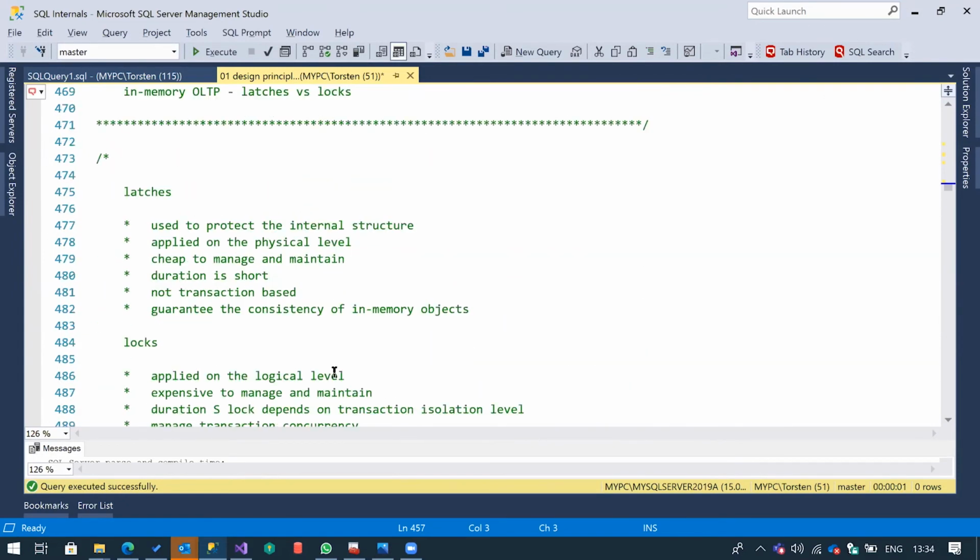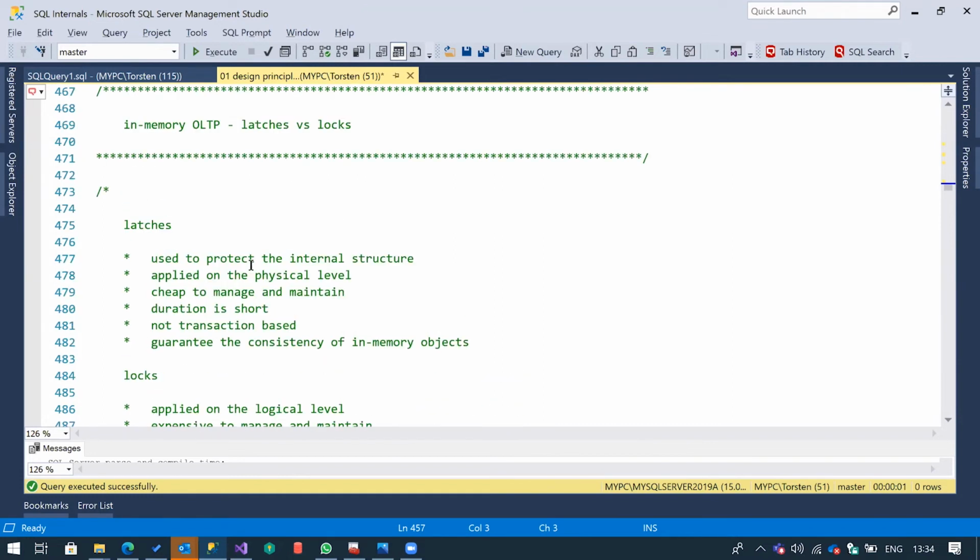And hopefully the problem with the memory consumption is gone. But we will talk a little bit about latches and locks.